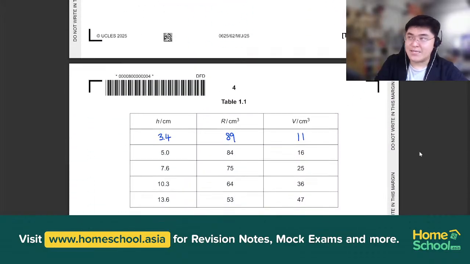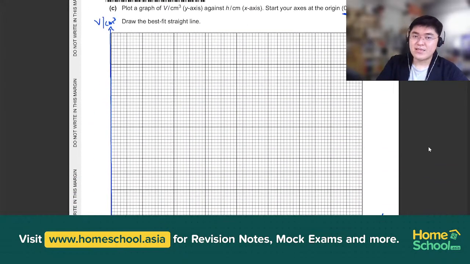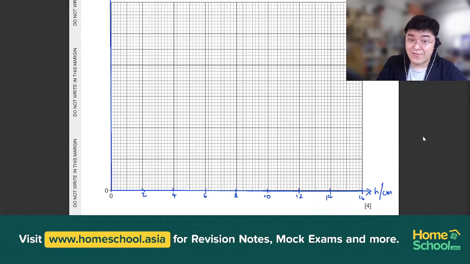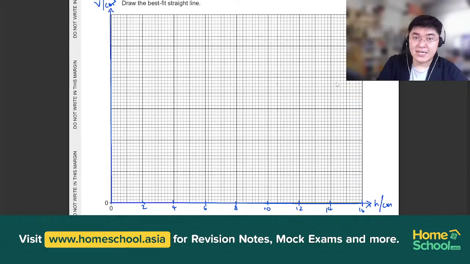Let's take a look at the y-axis. The y-axis wants you to use V. V starts at 11 and ends at 47. So we can maybe have a range of about 0 to 50. How many boxes do we have over this side? 1, 2, 3, 4, 5, and 6. 6 big ones. So maybe we can have each big box be in increments of 10. So 10, 20, 30, 40, 50, and 60 like that. So now we have our scales done.